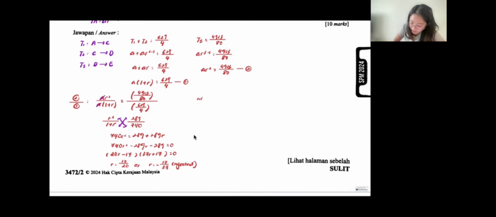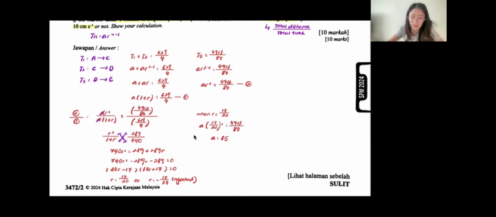After that, having got R, you have to find A. R now is 17 over 20. Take the easier one, whichever you like. A times (17 over 20) squared equals 4913 over 80. A here, you'll be getting 85.